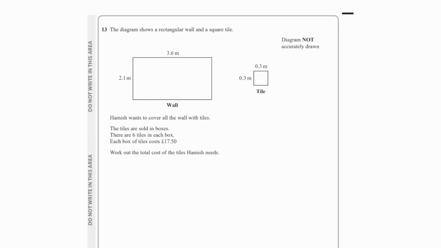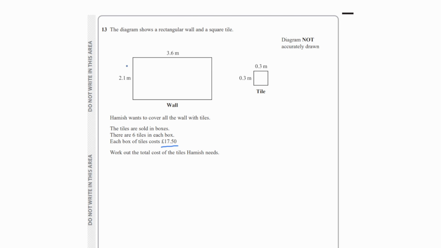Okay, question 13. The diagram shows a rectangular wall and a square tile. Hamish wants to cover all the wall with tiles. The tiles are sold in boxes. There are 6 tiles in each box. Each box of tiles costs £17.50. Work out the total cost of the tiles Hamish needs.